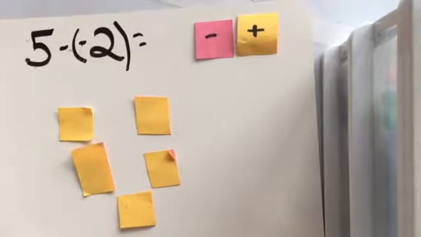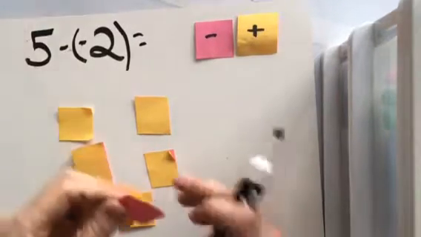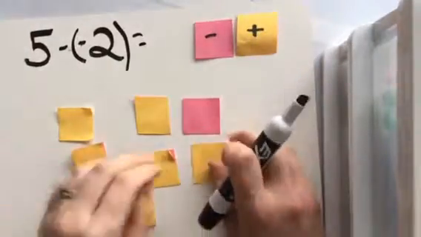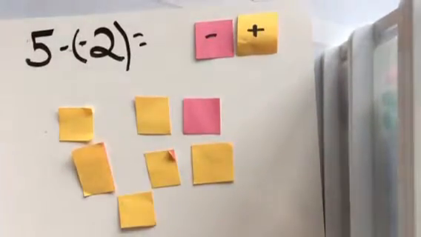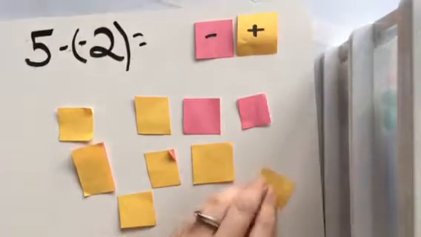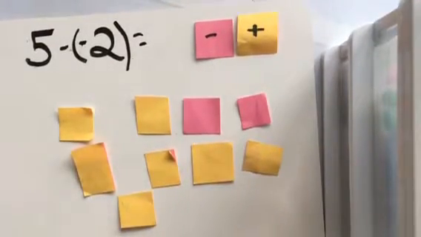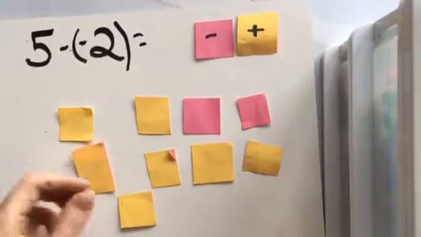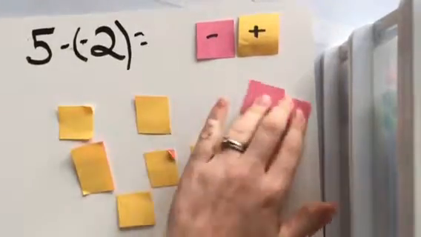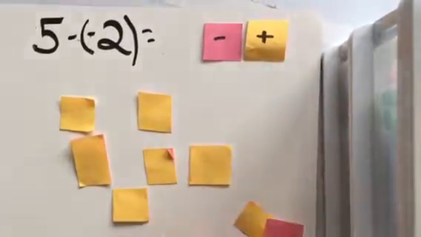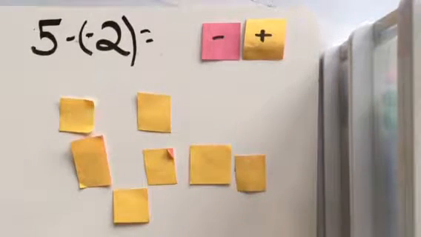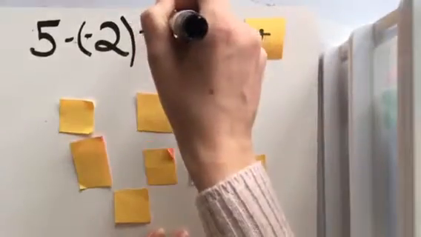And how I do that is by adding 2 zero pairs, because as we've discussed in class, a zero pair sums to 0, so it won't change the value of my question. So here I have my 2 zero pairs, and I can now take away negative 2. And so 5 take away negative 2, or 5 minus negative 2, is actually equal to 7.